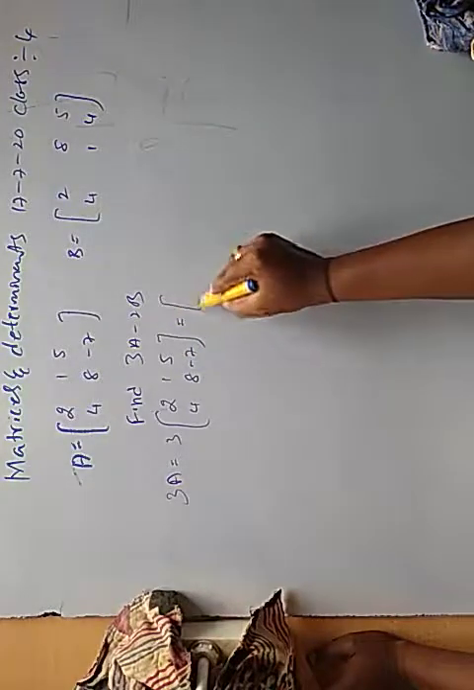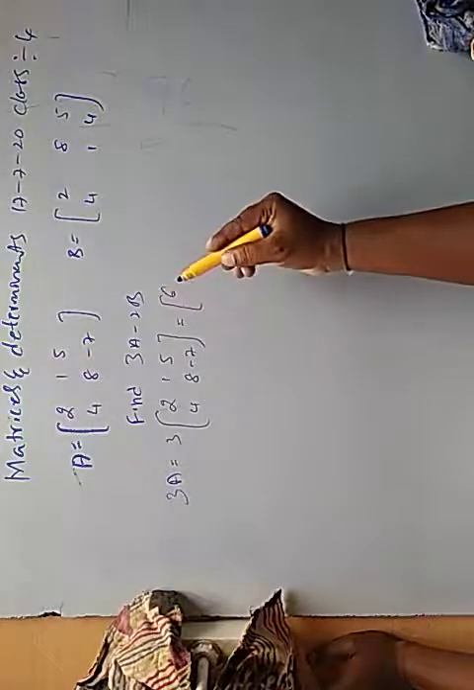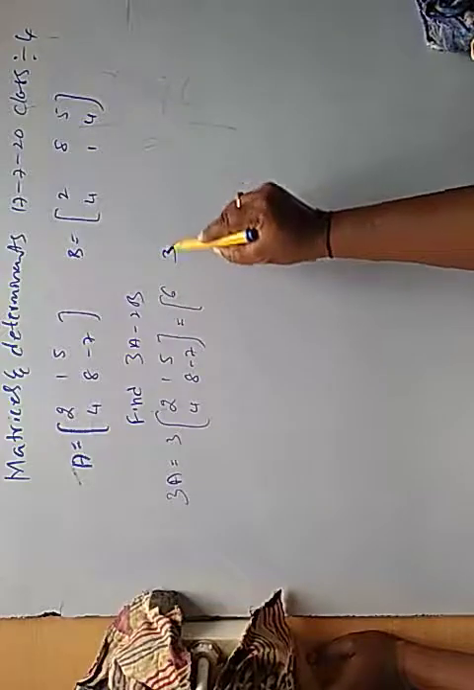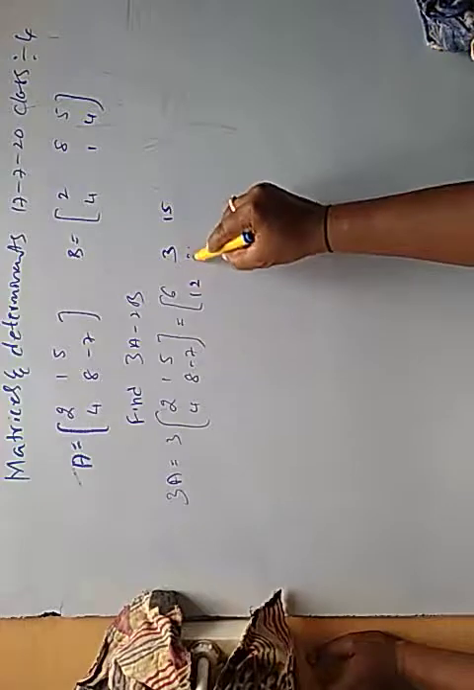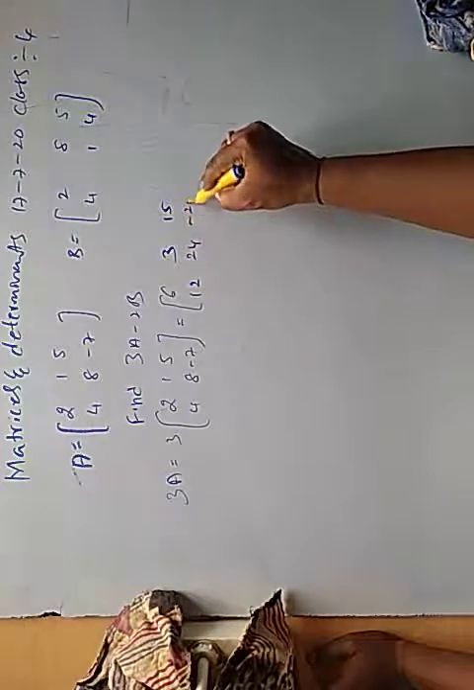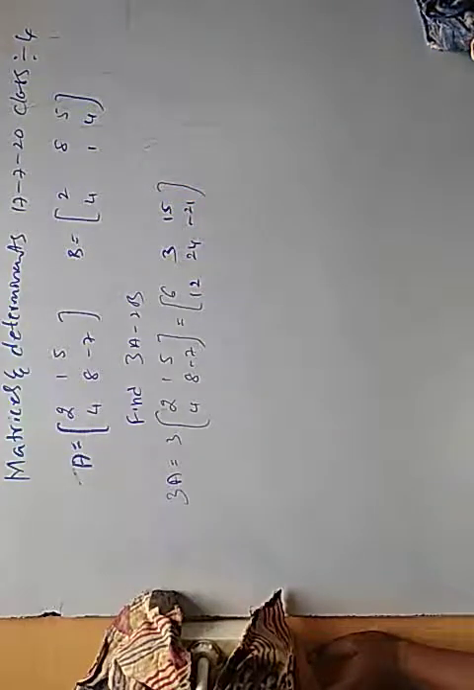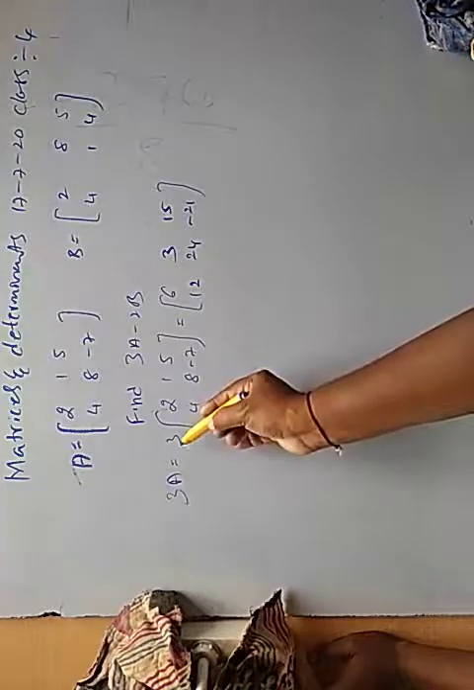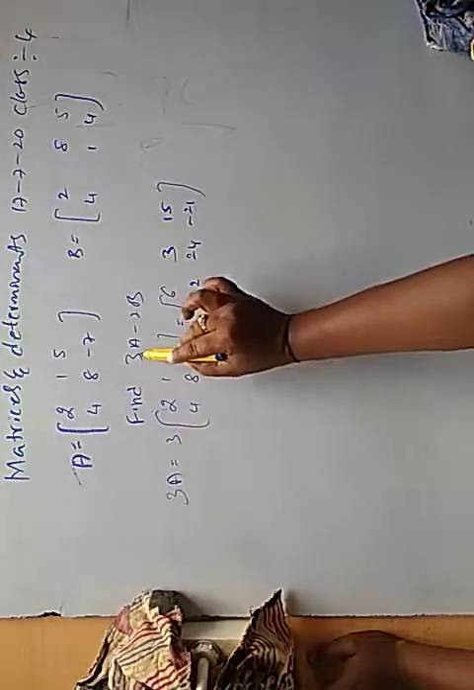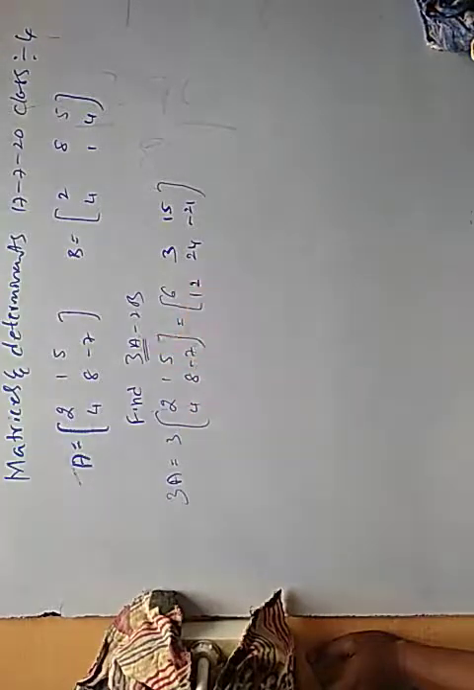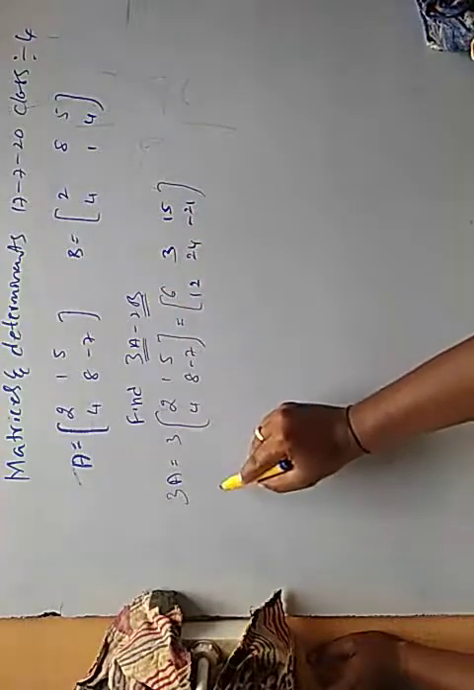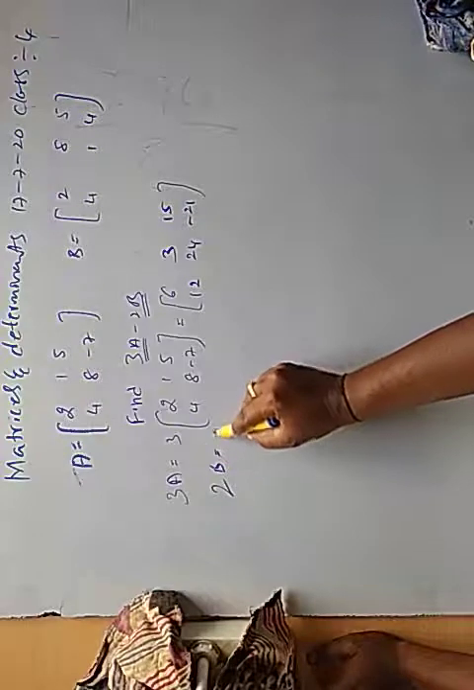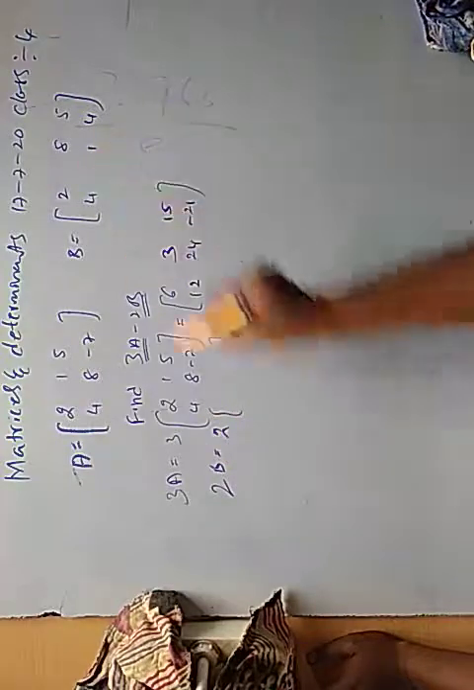That equals 6, 3, 15, 12, 24, minus 21. Just multiply 3 with the given matrix, because we have to find 3A first. Then come to 2B. That is 2 into the B matrix.